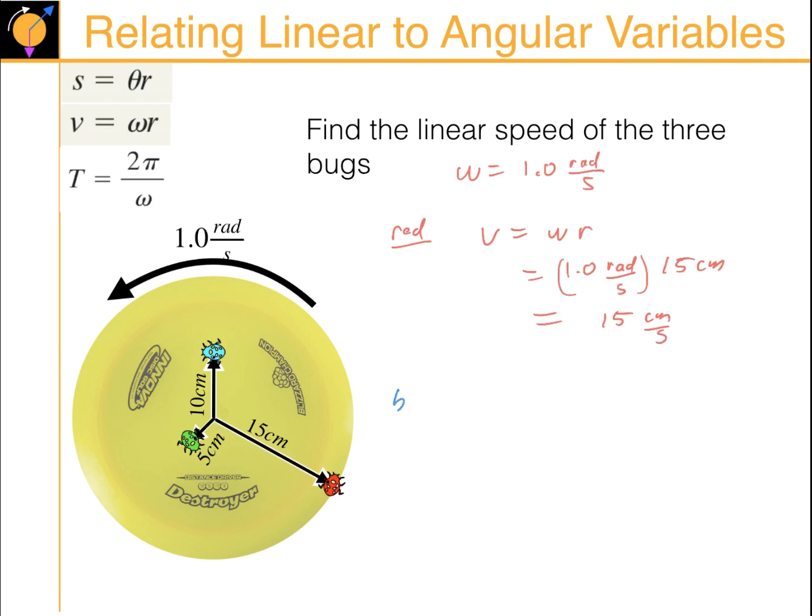Now if I were to do it for the blue one, v is equal to omega r, that's going to be equal to 1 rad per second times 10 centimeters, and we end up with 10 centimeters per second. And if I were to do it for the green one, it's omega times r again, and we end up with 5 centimeters per second. So the further out it is, the faster it has to move, because it has to travel a much further distance when it's further out.